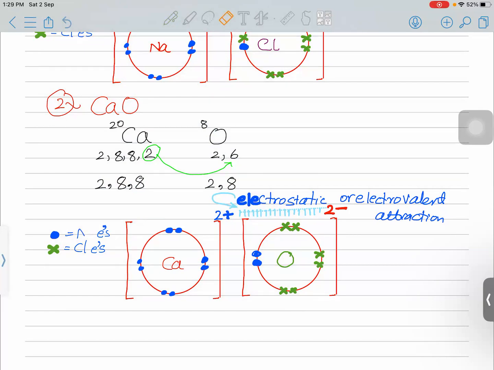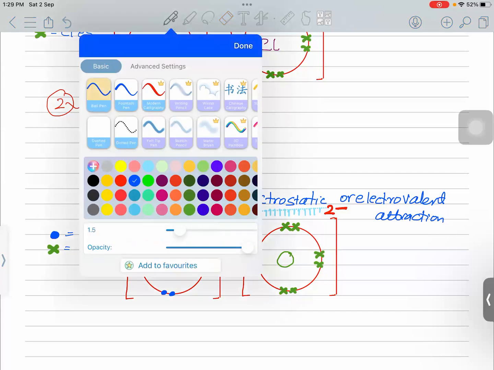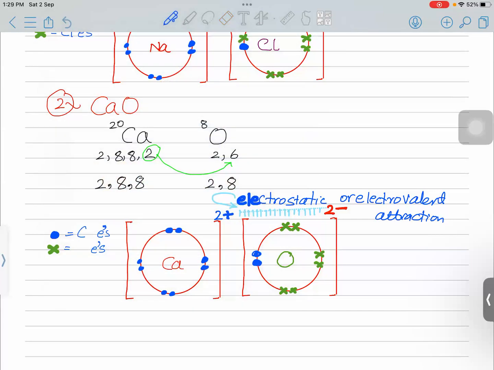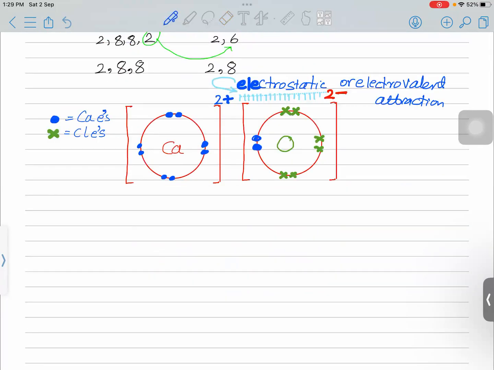Dot indicates calcium electron. And this is chlorine electron. Yes, any question? No, sir. I understand. Now, okay.